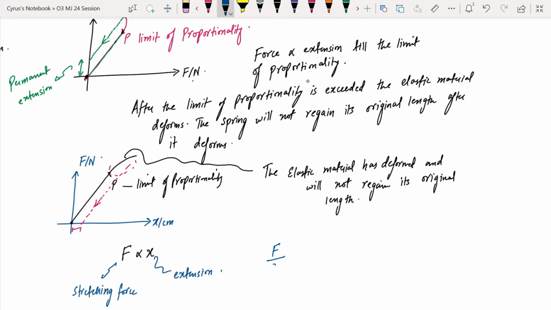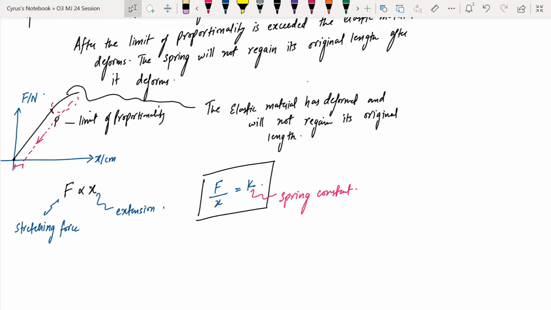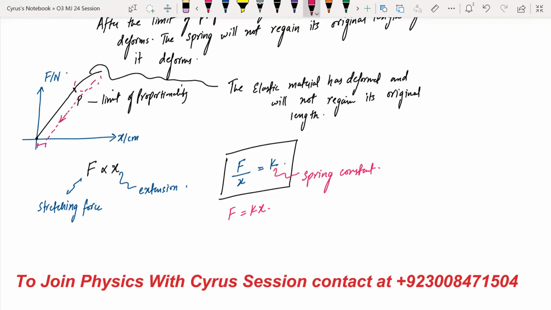कोई भी elastic material हो, its original force here is the stretching force, x here is the extension, gives you F over x is equal to a constant k. K is known as the spring constant. इसको हम कहते हैं spring constant. F is equal to kx is the new formula that you have. ये जो k spring constant है, इसके SI units क्या होंगे?